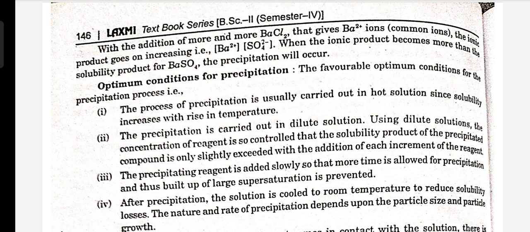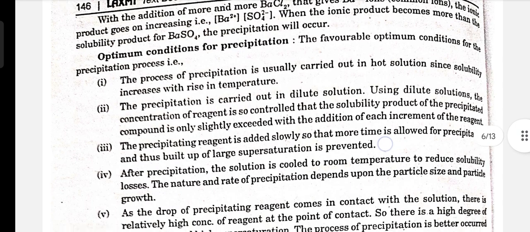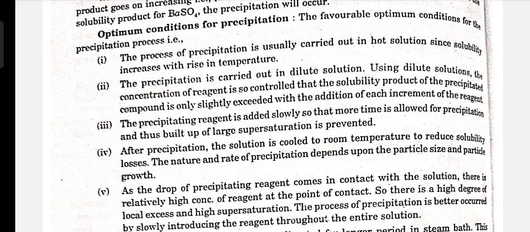Optimum conditions for precipitation. The favorable optimum conditions for the precipitation process are, number 1, the process of precipitation is usually carried out in hot solution since solubility increases with rise in temperature. Number 2, the precipitation is carried out in dilute solution. Using dilute solution, the concentration of reagent is so controlled that the solubility product of the precipitated compound is only slightly exceeded with the addition of each increment of the reagent.